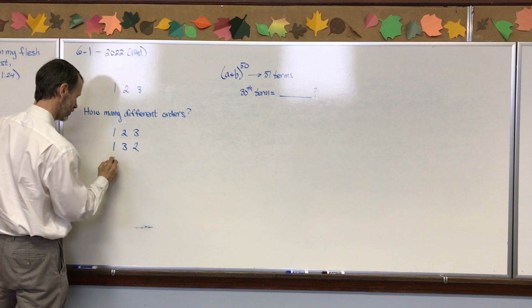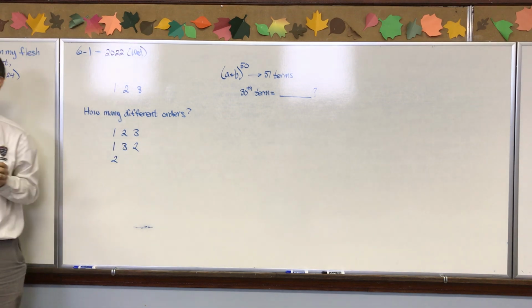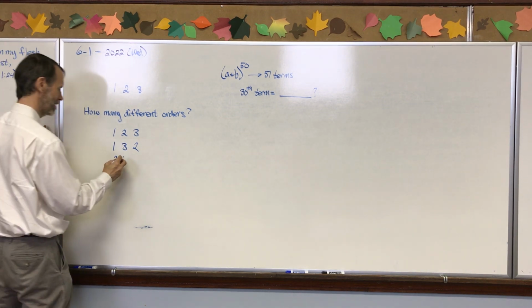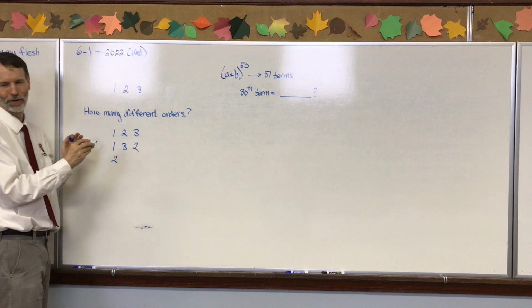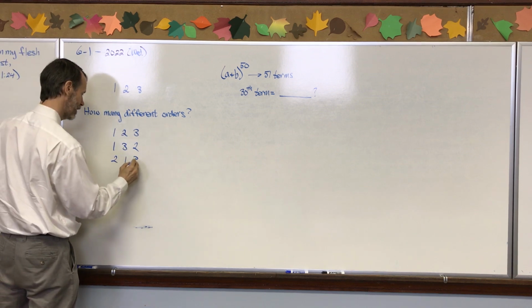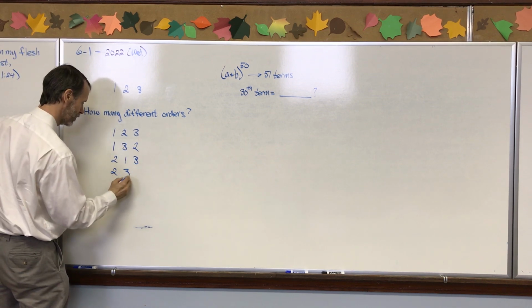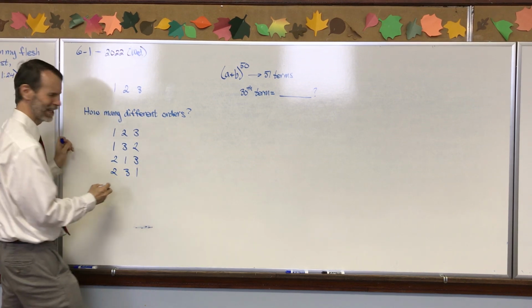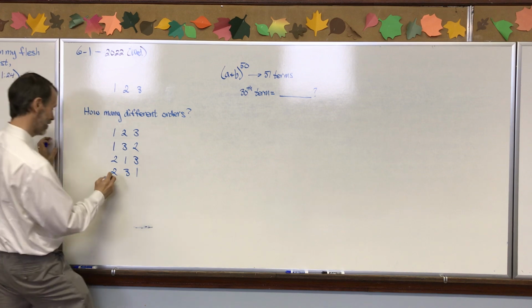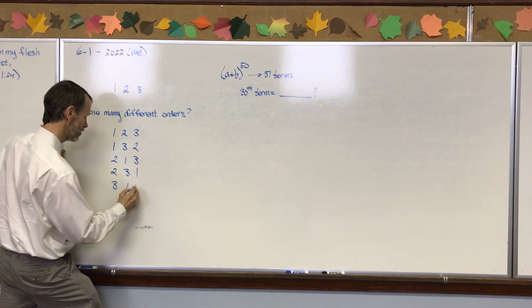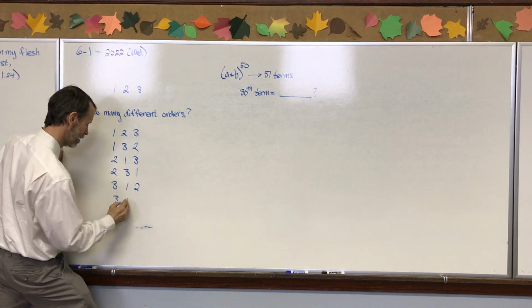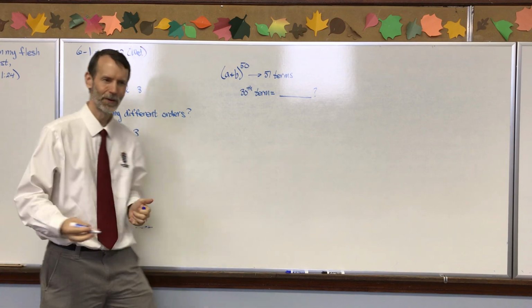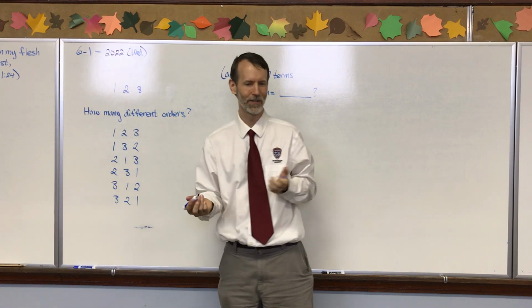Now start with 2. Give me a list of any possibilities. Yeah, 2, and do them in order if you can. 2, 1, 3, and then the other one is 2, 3, 1. Good. Start with small, go to big. Now, how about any other possibilities? Yeah, starting with 3. 3, 1, 2. How many different arrangements did you get? There's 6.